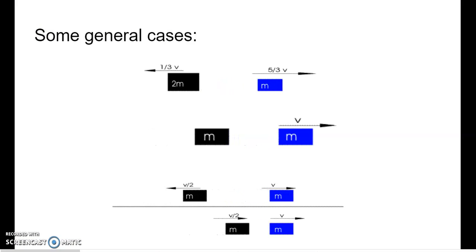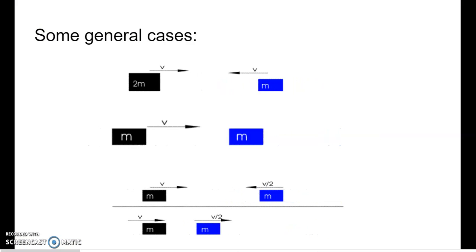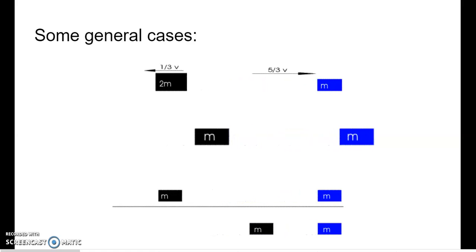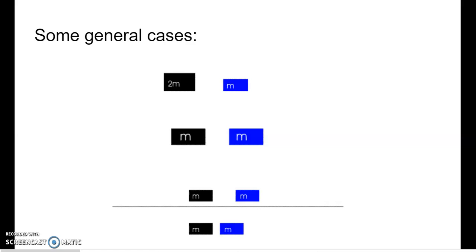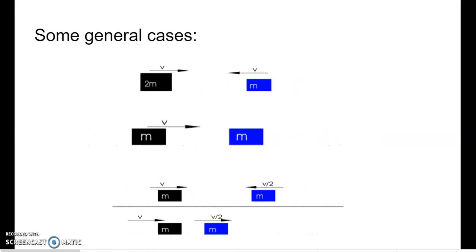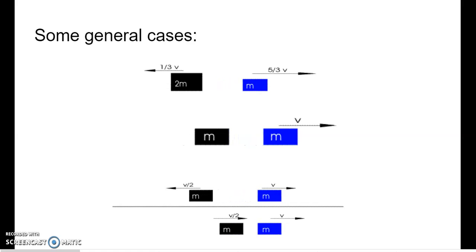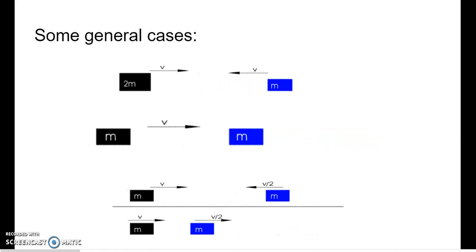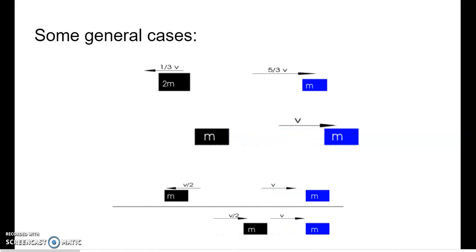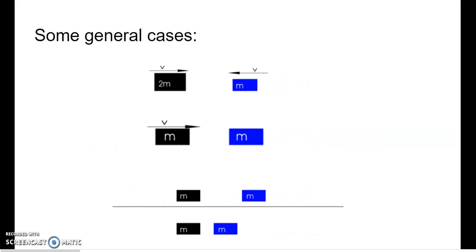Now, there are some general cases that are illustrated right here. I won't go through the calculations for these, but if one body is twice the mass of another and they collide with identical initial velocities, look what happens after. In the second case here, if you've ever played pool before, you probably have seen that case before. Two identical balls colliding, and one comes to a stop and the other continues on with the same velocity.